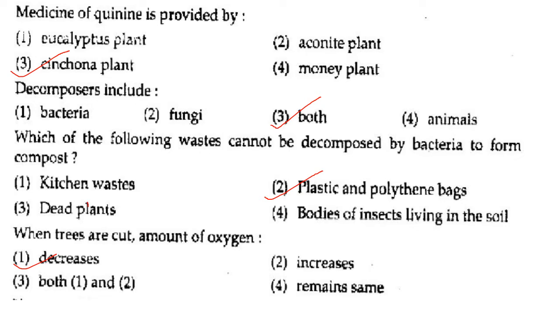Next one. Medicine of quinine is provided by option 1, eucalyptus plant. Option 2, aconite plant. Option 3, cinchona plant. Option 4, money plant. Answer is option 3, cinchona plant.